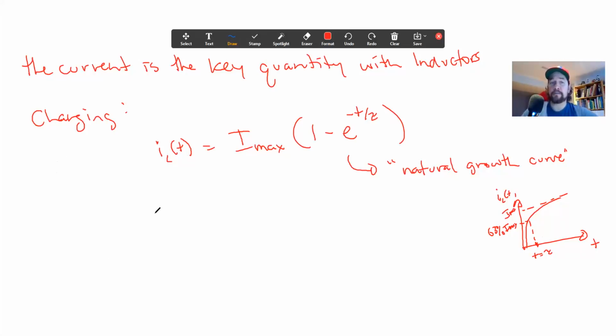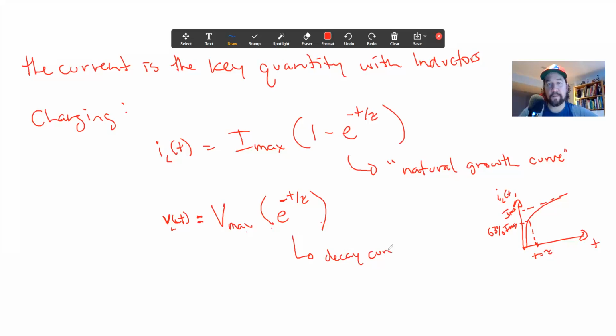When we're charging, the V then is in the decay mode. Always. Just like the current was in capacitance, it doesn't matter if we're charging or discharging, it always uses the decay curve. And there we go. Decay curve.